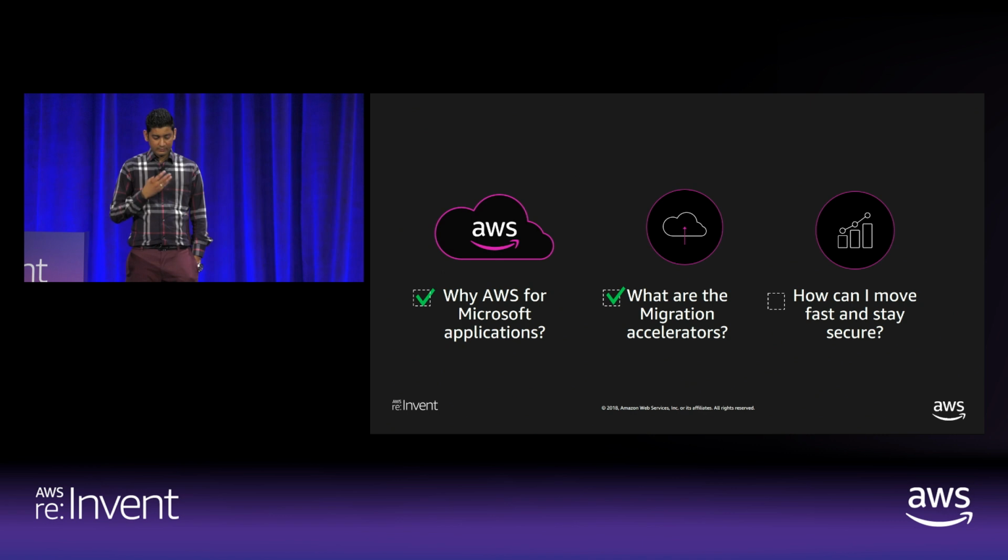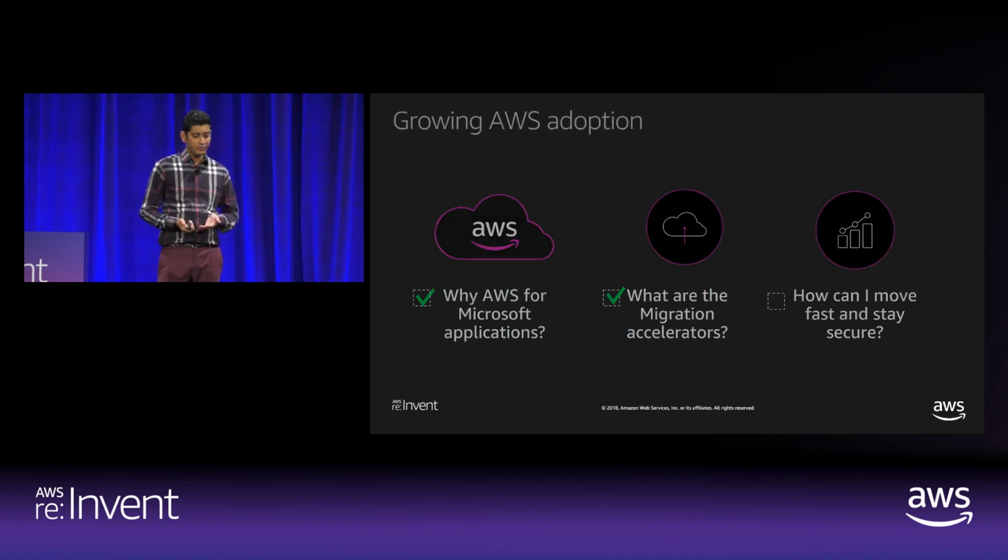So we understood the journey, why we are going. It's important to know why we are going, where we are going. We understood now how we can get there faster, how we can optimize the downtime, how we can reduce risk. There are a lot of tools and services available to support customers migrating Windows workloads. And then really where the rubber hits the road is this. You want to now move fast and stay secure. How do you do that?